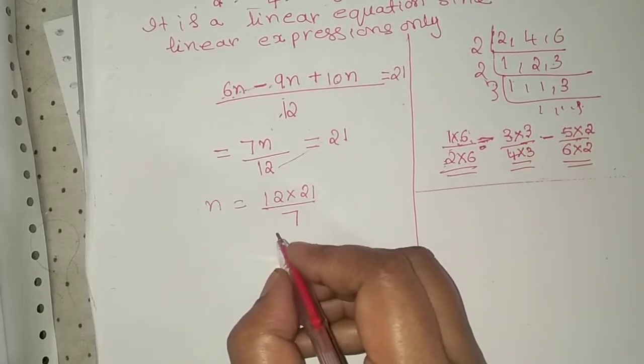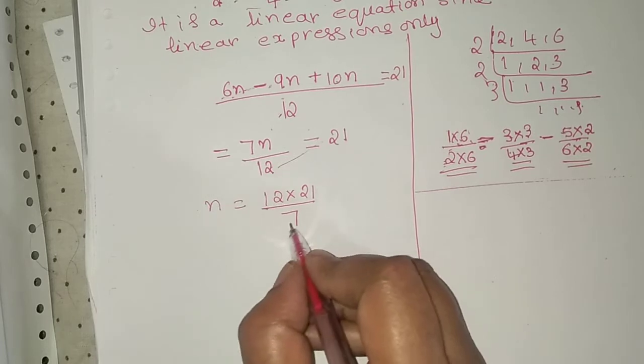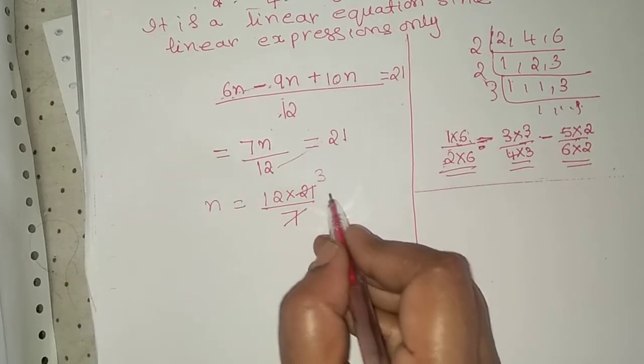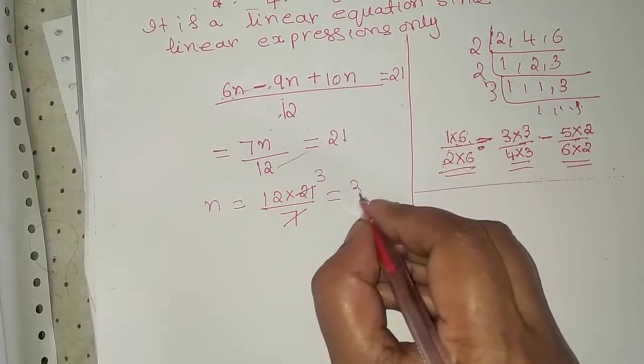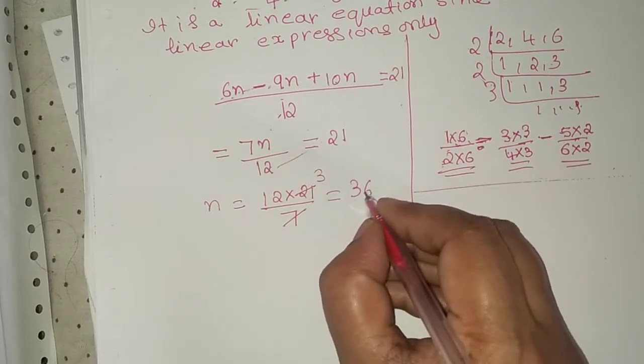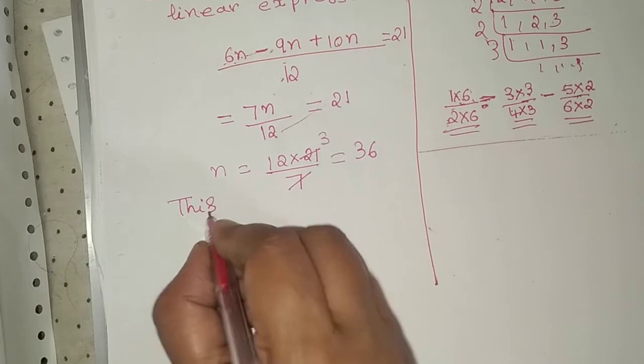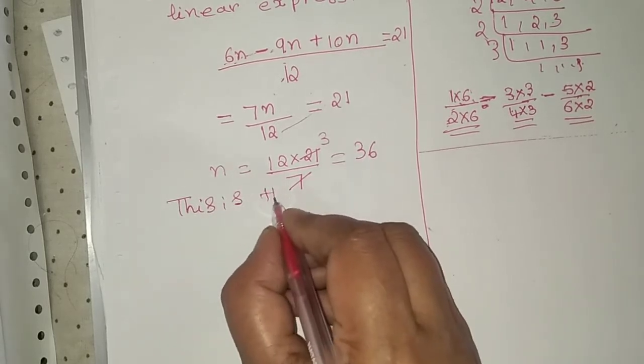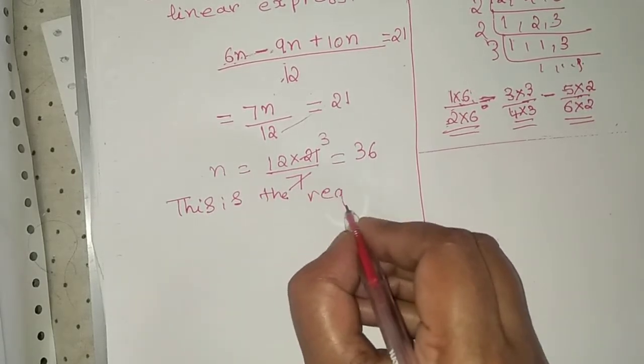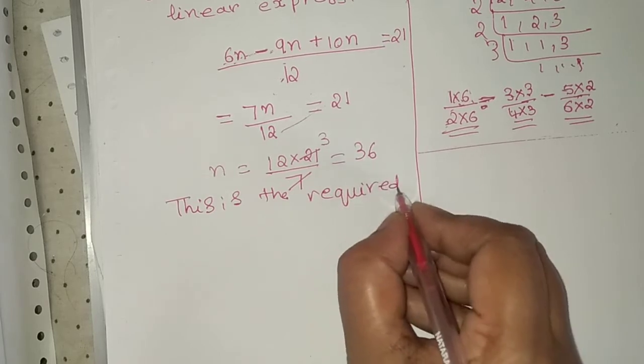So now this one, 7 1's are 7, 7 3's are 21. Then simplify this: 12 into 3 is 36. So n is 36. We'll write that this is the required solution.